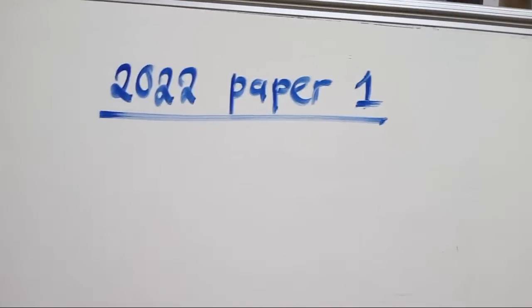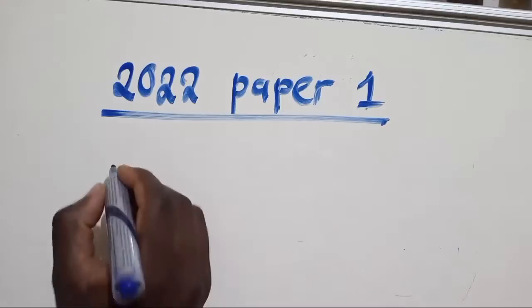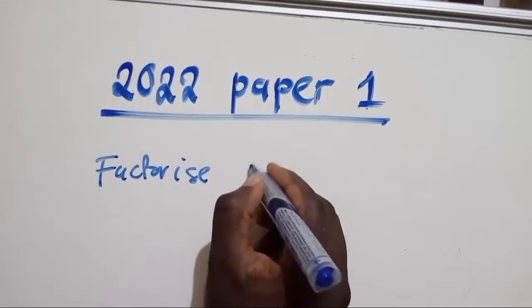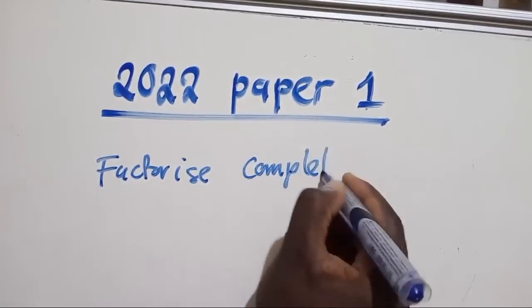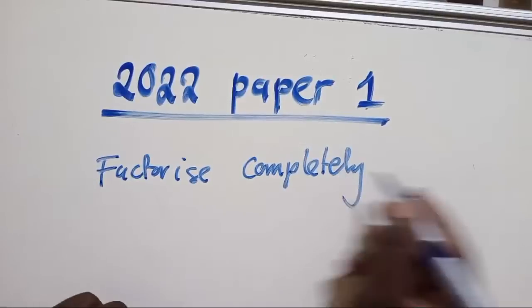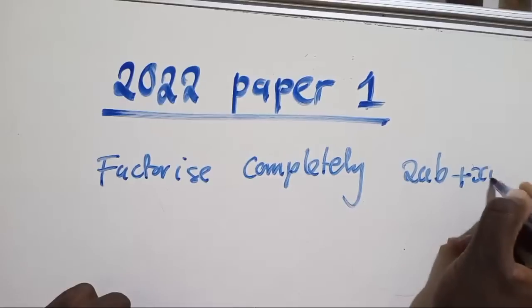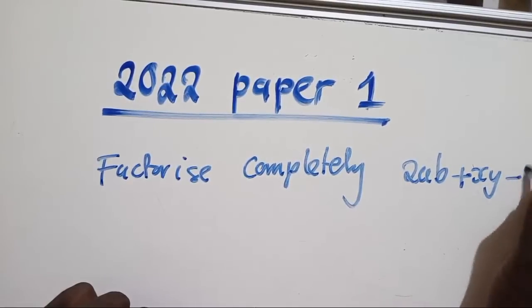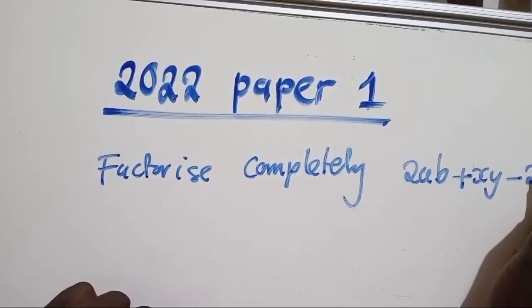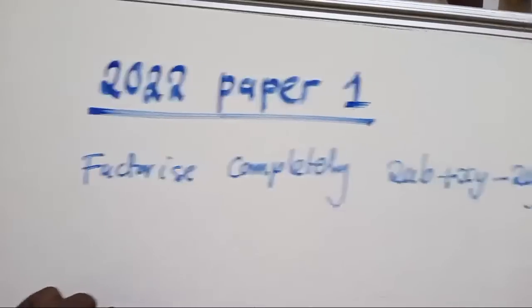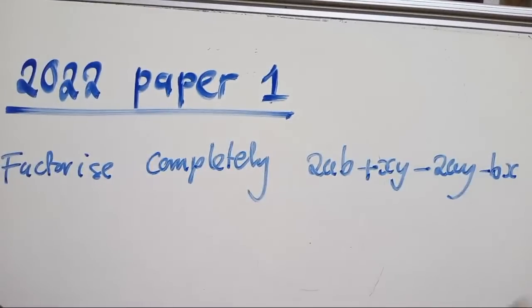Question five, they're saying factorize. They've given us this, factorize completely. We have 2ab plus xy minus 2ay, hopefully this is how it is, minus bx. I hope this is how it is. So they want us to factorize completely. How do you factorize this one?